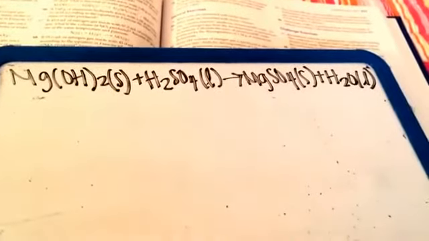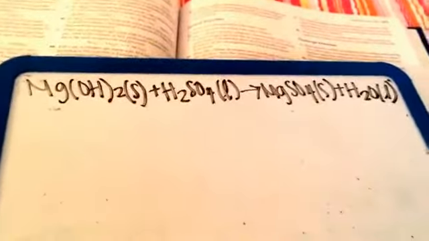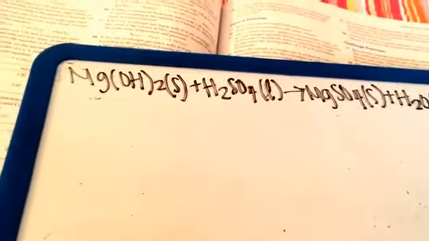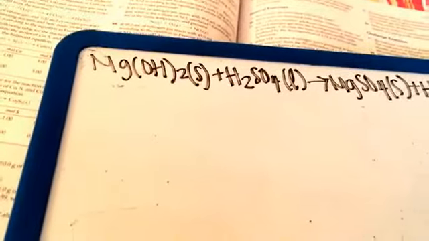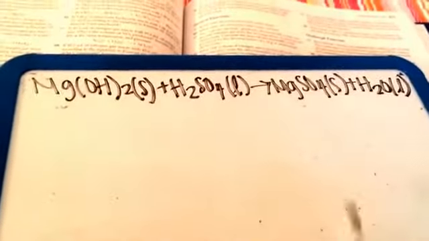Hi guys, my name is Norna Aladi, and I will be doing number 63. The question is, if 1.0 grams of magnesium hydroxide reacts with 0.605 grams of sulfuric acid, what is the mass of magnesium sulfate produced? This is the equation we have, and it's not balanced.